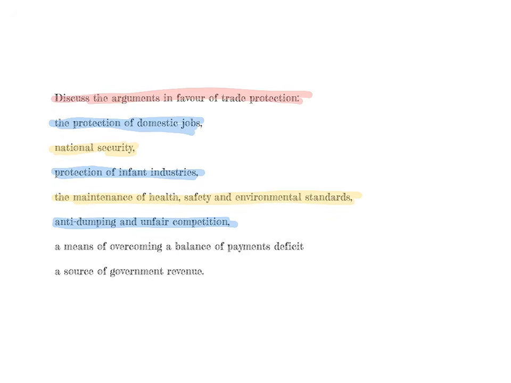from unfair competition. It's also a means of overcoming a balance of payments deficit. So if a country has a balance of payments deficit because it's spending way too much on imports and not earning enough export revenue, it's a way of overcoming that deficit. Last but definitely not least, it's a source of government revenue, especially tariffs. Tariffs raise revenue for the government, and quotas, if the government is selling quota licenses, that could also raise government revenue.